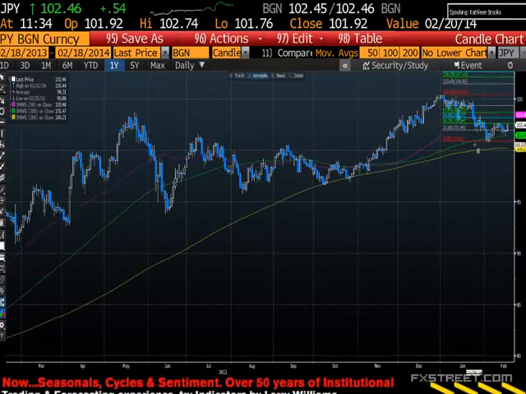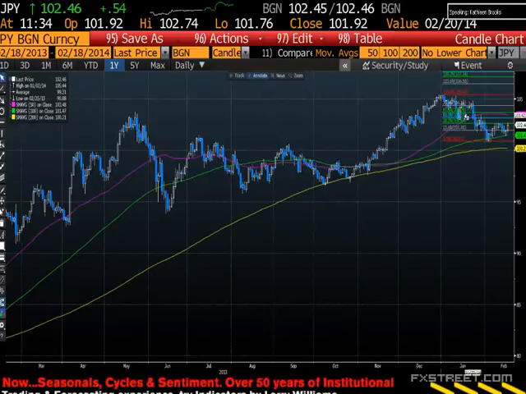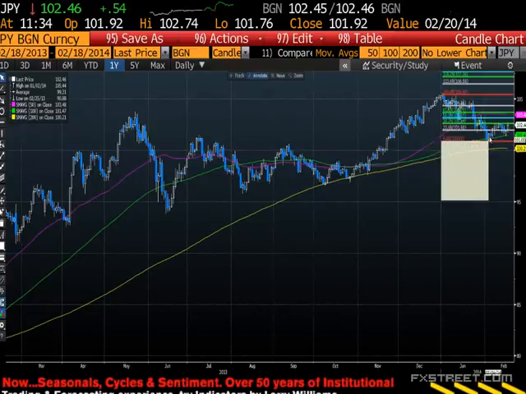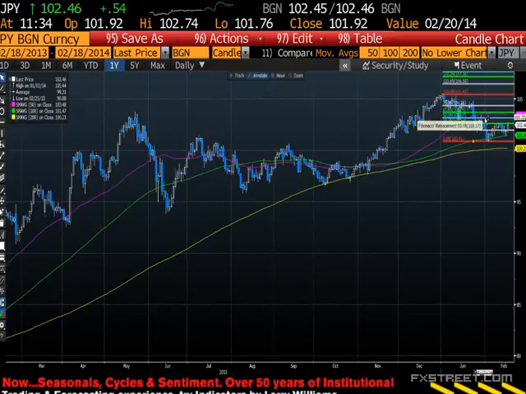Here we go, 103.10. It's a 50% retracement of the January sell-off. And then above there, you're looking at 103.5 thereabouts, which is the 50-day moving average.